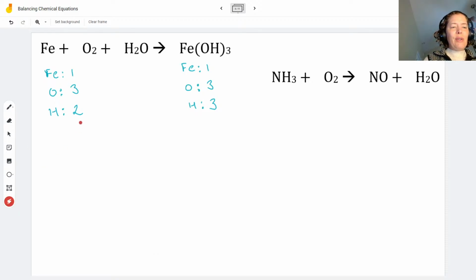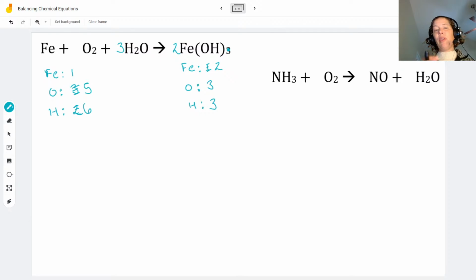Okay, so what I've really got to deal with are my hydrogens, and I'm going to do that kind of crisscross or flip-flop switch. So I'm going to put my multiplier of 3 over here in front of my water. And so what that does is that's going to make my hydrogens be 6 and my oxygens be 3, 4, 5. Okay, and then if I put a 2 here, again, because I'm flip-flopping, that's going to give me 2 iron. Okay, this is where it's tricky.